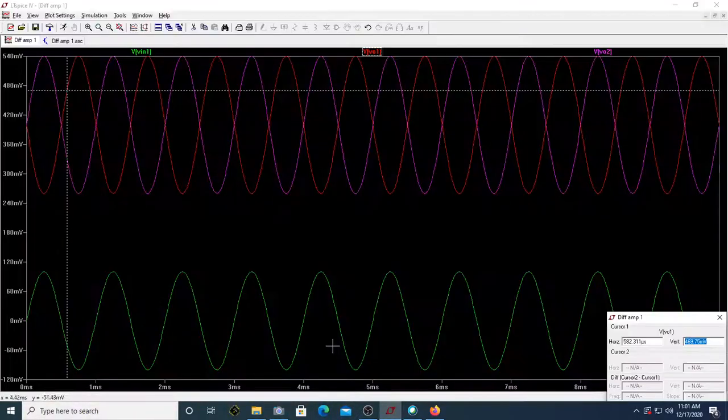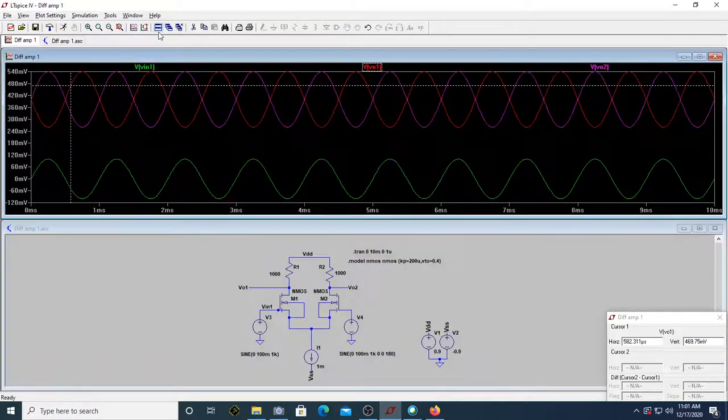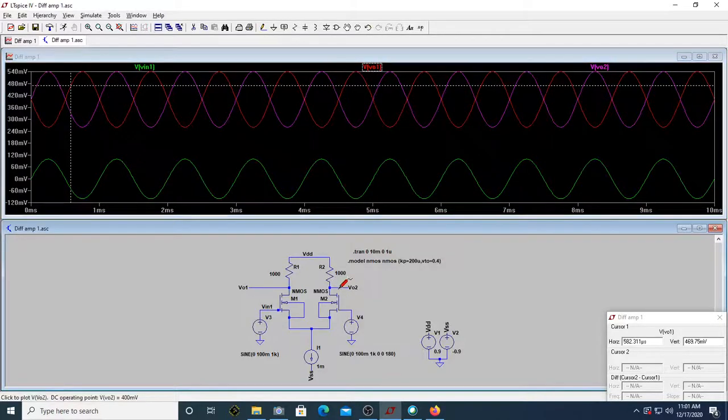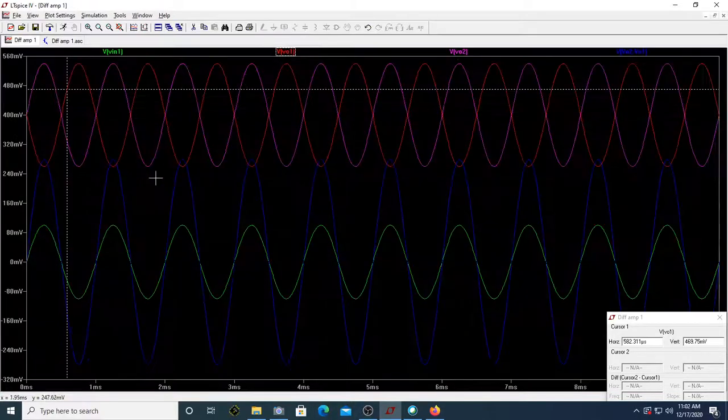So let me just go back and see here. I'll go back to this and I'll measure V02 minus V01. Interestingly, you can see this blue one, which is V02 minus V01, is around 0. So whatever differential output voltage you get from a differential amplifier will be a pure AC signal, whereas the single-ended output voltages will be shifted by some DC voltage.